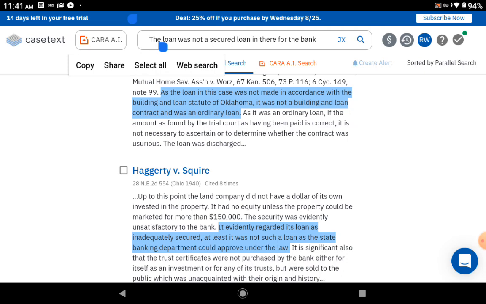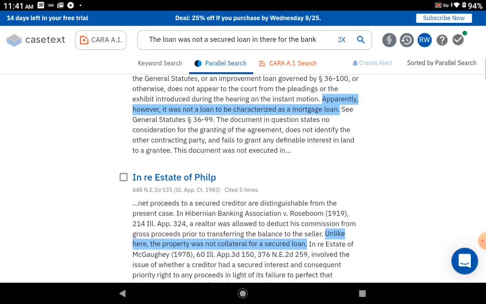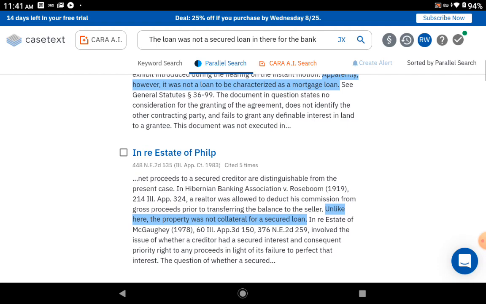Please understand, the bank did not give you a loan for a home. They gave you a personal loan and you took the funds and acquired a home. Go back and pay attention to what was done. They do not have a right to foreclose on your home. I've already done too many videos on that. Okay. It evidently regarded its loan as inadequately secured or an unsecured loan. At least it was not such a loan as the state banking department would approve under the law. Apparently, however, it was not a loan to be characterized as a mortgage loan.